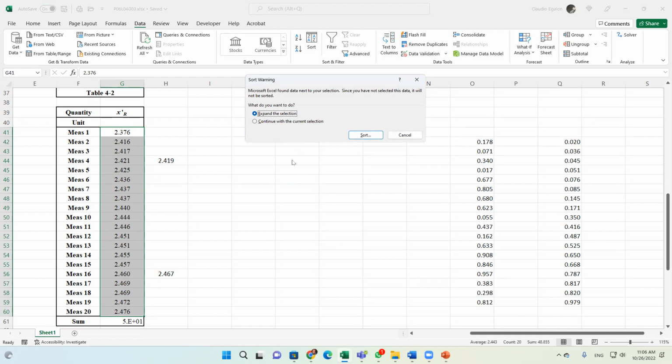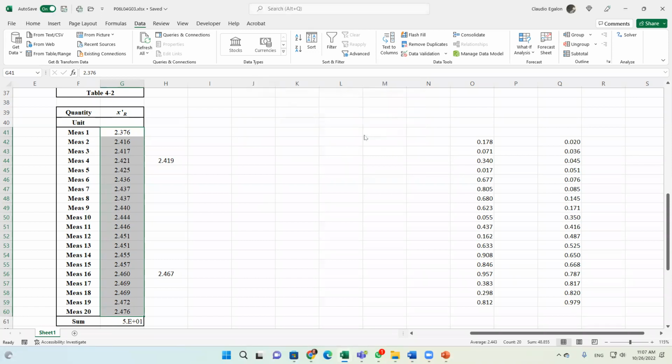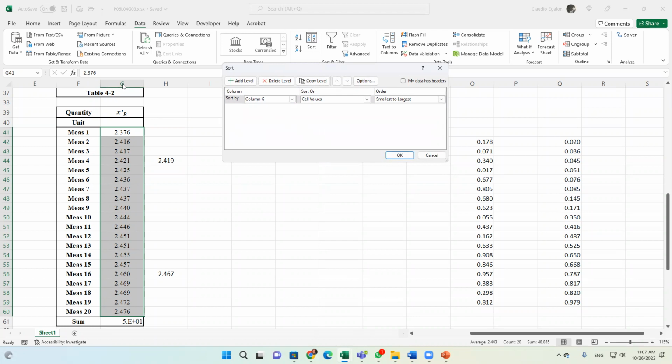If this window shows up, just tell them that you want to continue the current selection. Sometimes it doesn't show up, but this time it did show up. Okay, and then you sort. Column G is smallest to largest.